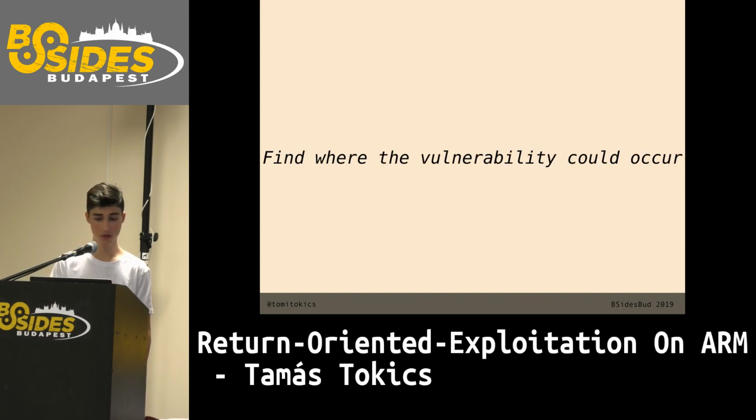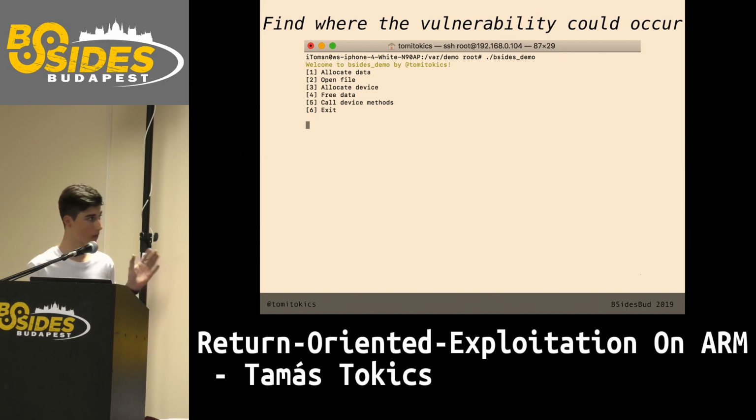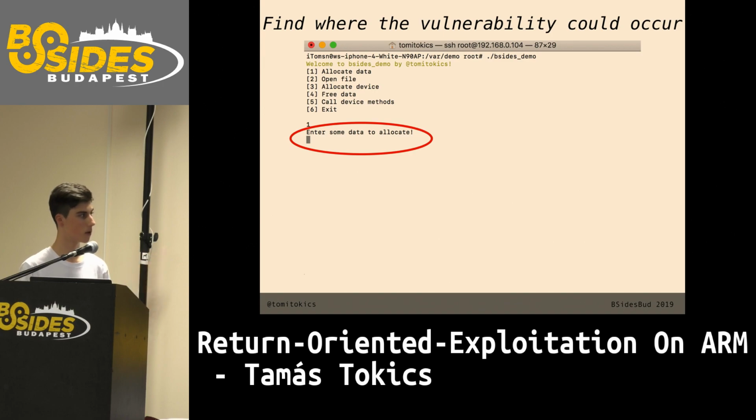So here's the first stage. By running the program, we can see we have 6 options. We're interested in 5 because the 6 is basically exit the program. So with option number 1, we can allocate. You can see the program tells us to enter some data to allocate. So maybe we want to check this function because a buffer overflow could occur.